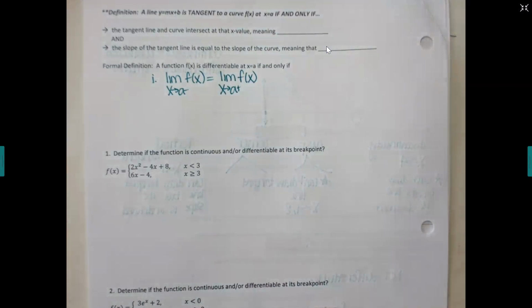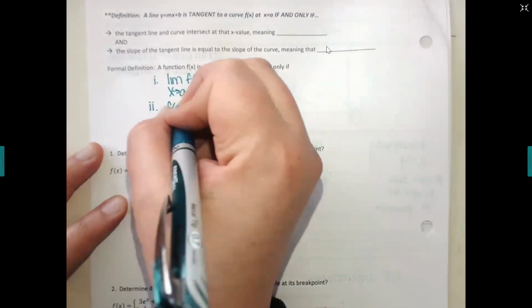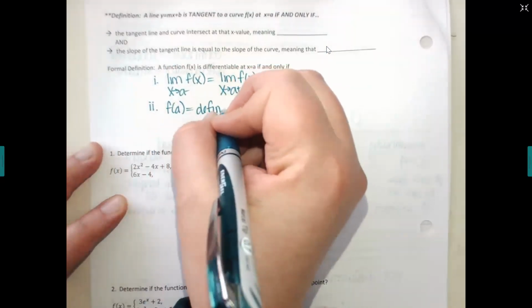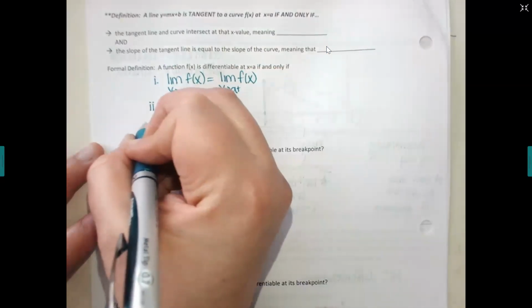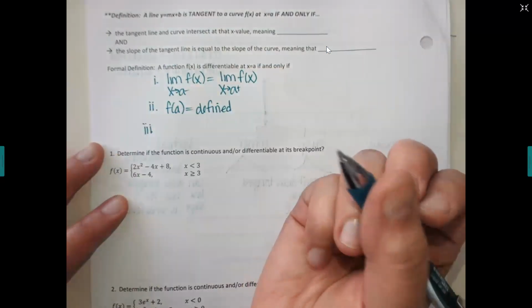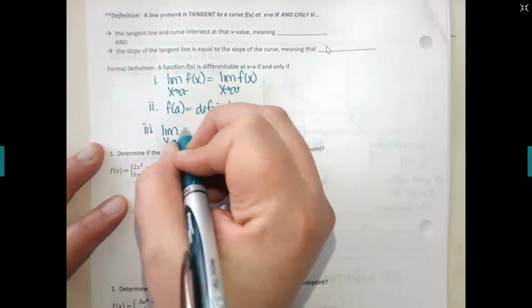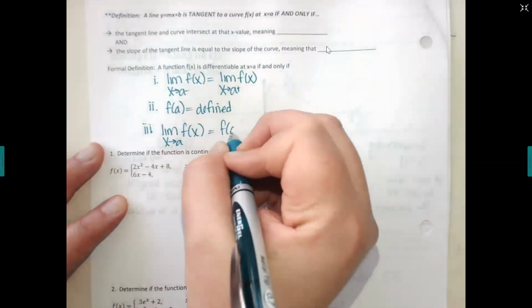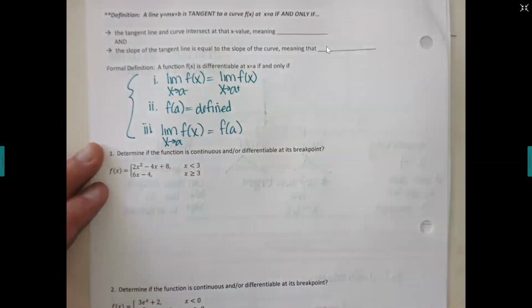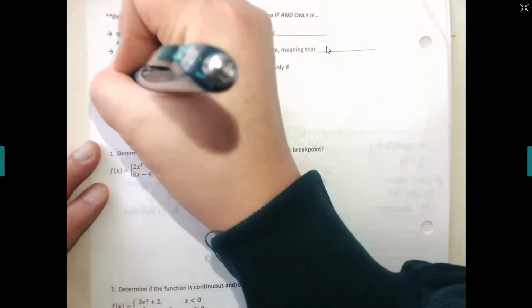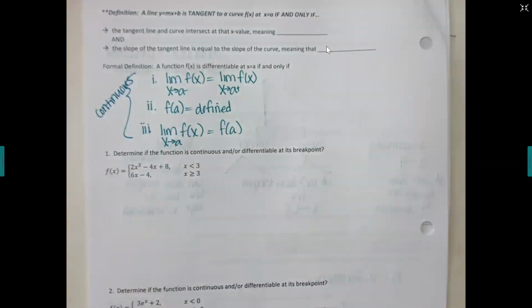Step number two is you have to have a y value. These should look familiar. f of a needs to be defined. And then step number three, do you know what it is? They have to equal each other. So my limit as x approaches a needs to equal f of a. What are those the parts of? They tell me whether a graph is continuous.